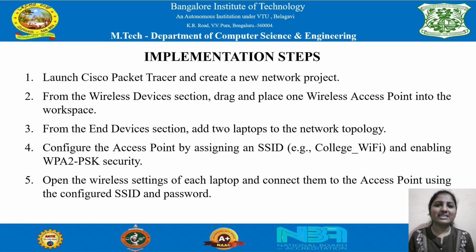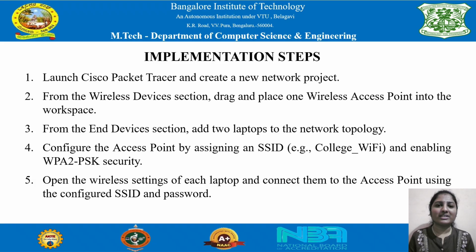Next, this slide shows the implementation steps followed to establish the wireless network. First, Cisco Packet Tracer was launched and a new network project was created. Next, the wireless access point and two laptops were added to the workspace. The access point was configured with the SSID College Wi-Fi, and WPA2 PSK security was enabled to provide secure communication.